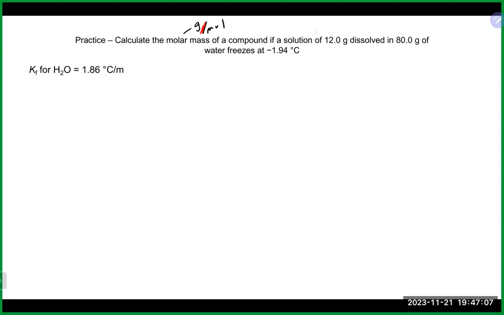So we obviously have our solute here, which is dissolved, and our solvent, which is water. And obviously that is why we looked up the Kf there for water, which is our solvent in this case. We do have the freezing point temperature of this solution, which is minus 1.94. Since it is water, the normal freezing point temperature of water is 0 degrees Celsius. So we're looking for grams per mole. We actually have the grams part given to us, which is right there. So that is the grams part.